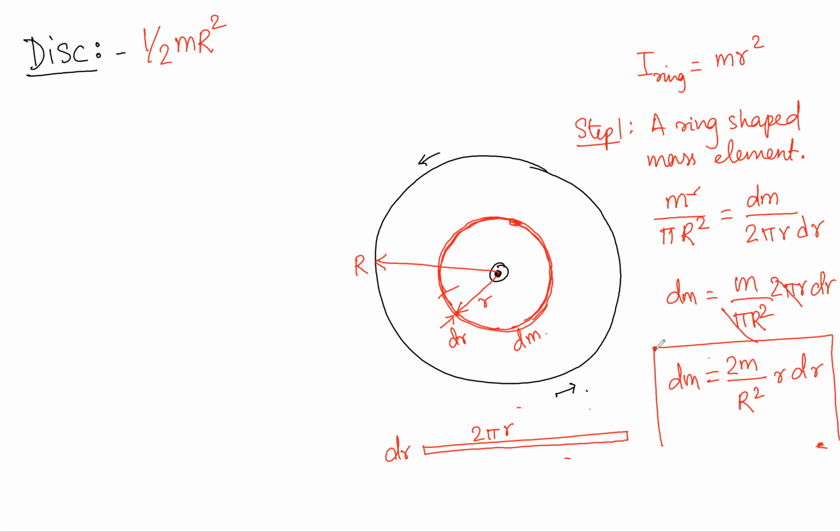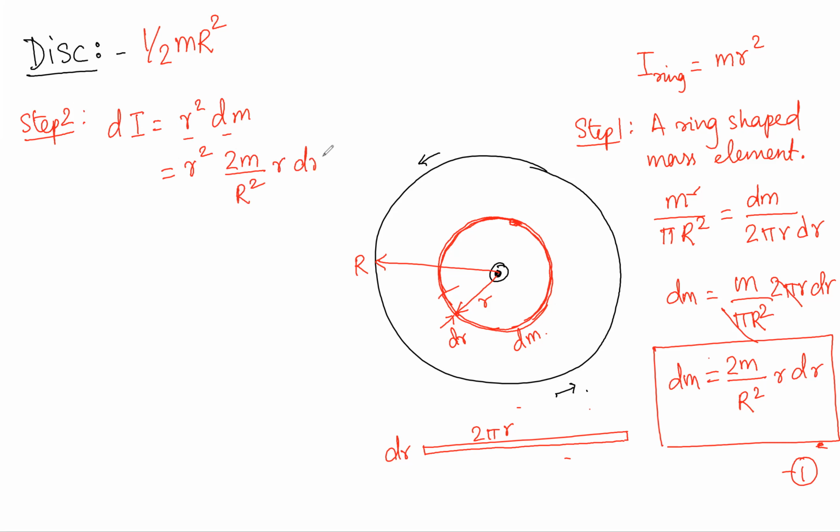We have this one. Now we can write our second step. Our second step, step 2 on the left side of the screen, is to write that dI is equal to r square dm. अपन ये लिखते हैं. Why? Because the moment of inertia of a ring is equal to mr square. So I wrote m, I wrote r square. So moment of inertia is equal to r square dm. So r is obviously r. So r square. Now what is dm? dm is equal to 2m divided by capital R square multiplied by r dr. ठीक है, तो just combine everything. 2m divided by R square, r cube dr. This is the moment of inertia of that small ring element.